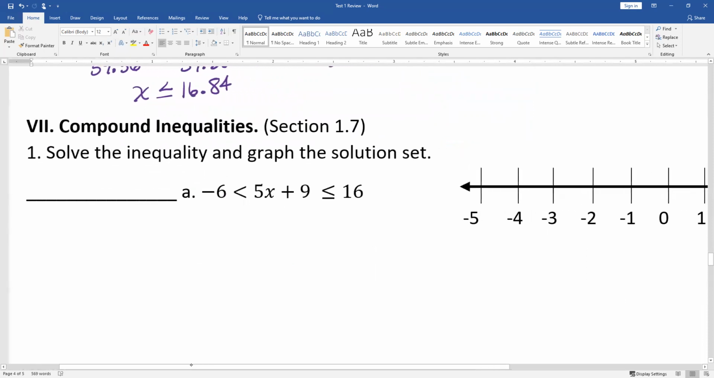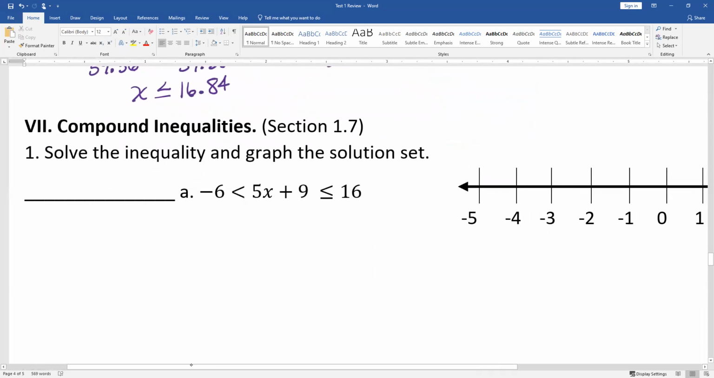So this first one, is this a conjunction or a disjunction? It's a conjunction because 5x plus 9 must be greater than -6 and less than or equal to 16. So we can go ahead and solve this as is, just leave it together, because we're going to have to solve it and graph it. So what do we need to do first? We can keep it together because it's a conjunction.